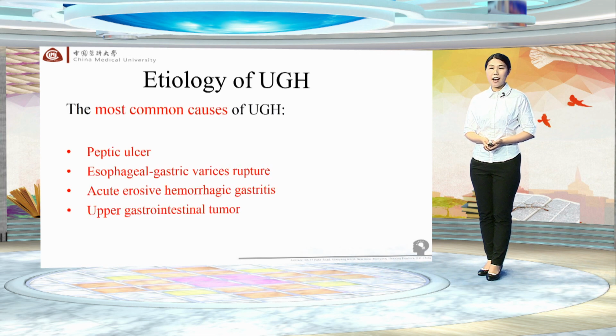Then let's see the etiology of upper gastrointestinal hemorrhage. There is a very important piece of knowledge: the four most common causes of UGH. They are peptic ulcer, esophageal and gastric varices rupture, acute erosive hemorrhagic gastritis, and upper gastrointestinal tumor.